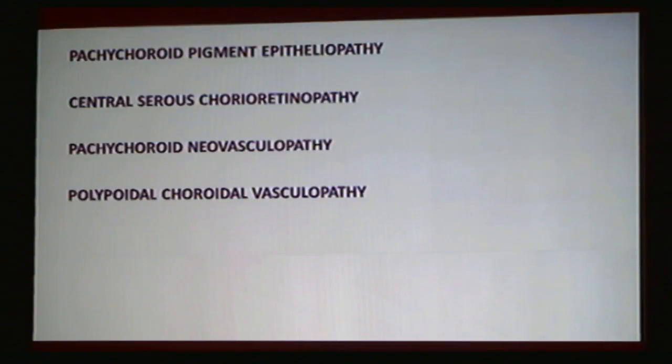4 conditions have been described: pachychoroid pigment epitheliopathy. Here it's by and large just a granular appearance on the fundus, and you don't really have any symptom in the patient. Next is central serous chorioretinopathy, which we are all aware of. Then you have pachychoroid neovasculopathy, which is similar to type 1 or occult CNV, like I just showed you before this. The fourth one is the big entity, which is polypoidal choroidal vasculopathy.